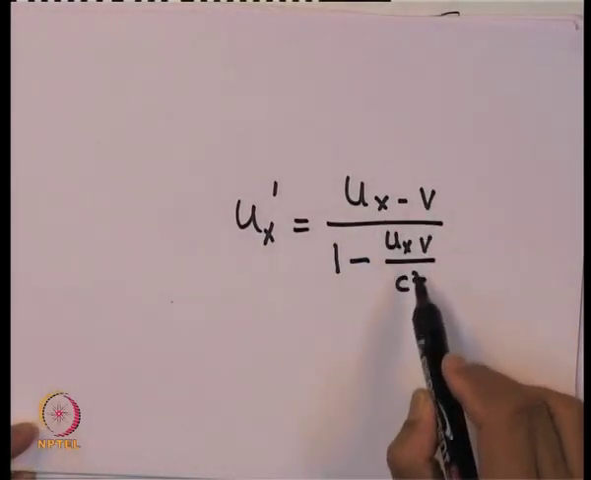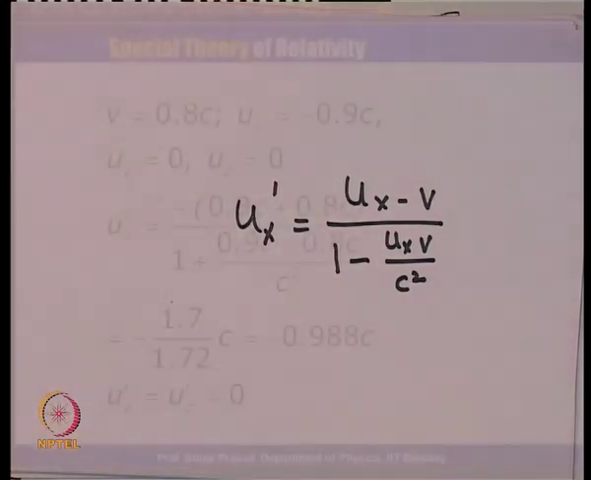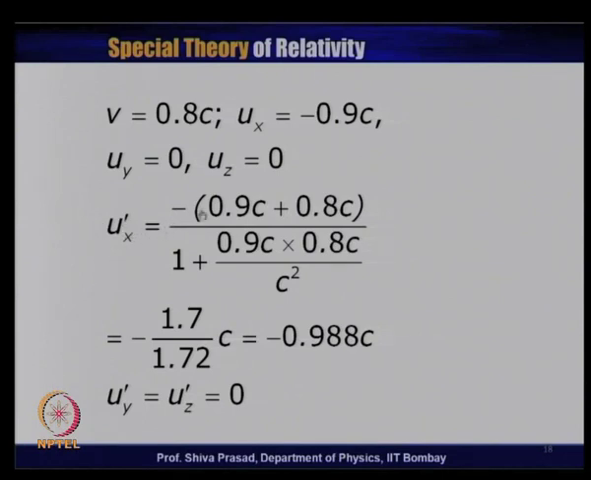So, I will be substituting the values of u x and v in this particular formula to get the value of u x prime. Here, I write u x prime is equal to u x, which is minus 0.9 c, then minus v, which is 0.8 c. So, there is a minus sign here, there is a minus sign here. So, this minus sign I have taken out. So, this becomes 0.9 c plus 0.8 c divided by 1 minus u x. When I say 1 minus u x, u x is minus 0.9 c, so this becomes plus 0.9 c into v, which is 0.8 c, divided by c square. This c cancels with the c square. So, you get 0.9 into 0.8, which is 0.72. Add 1, this becomes 1.72.